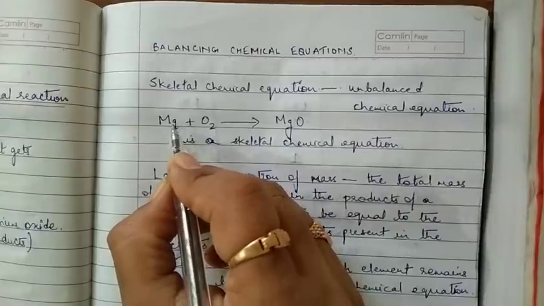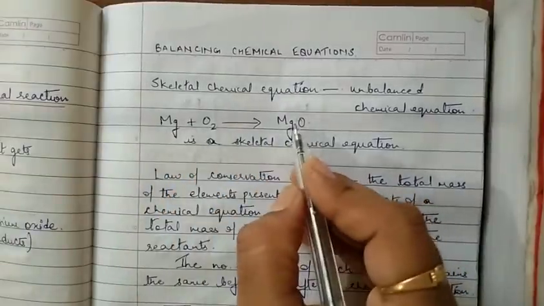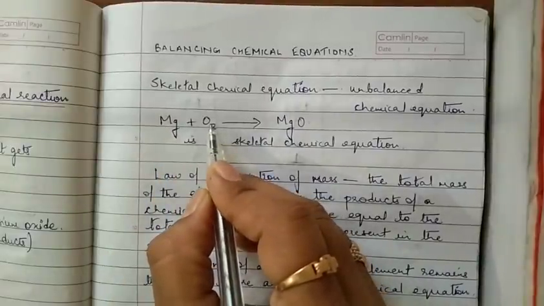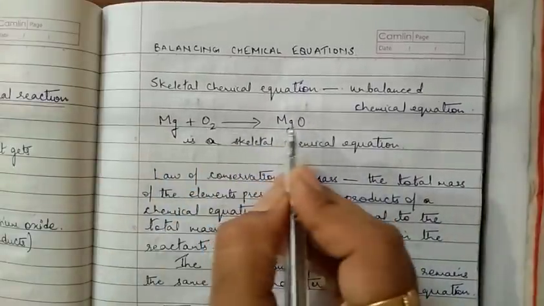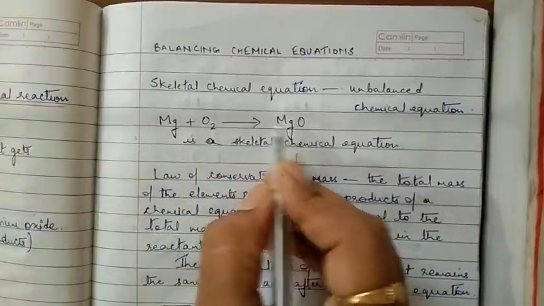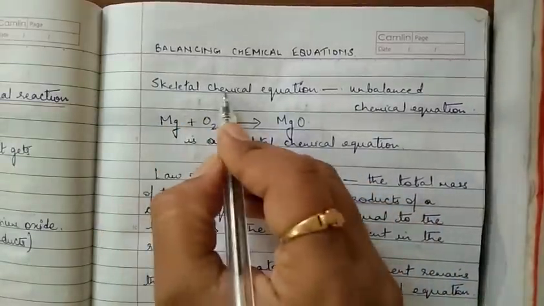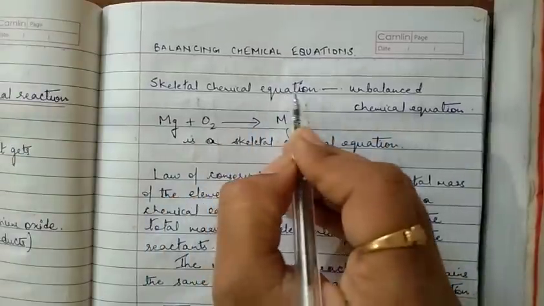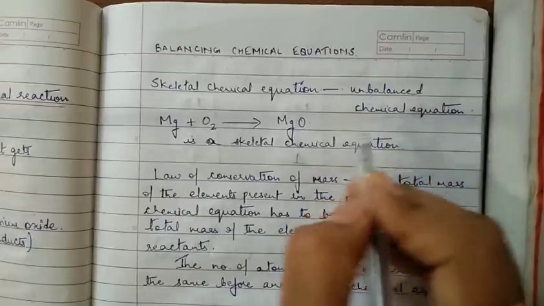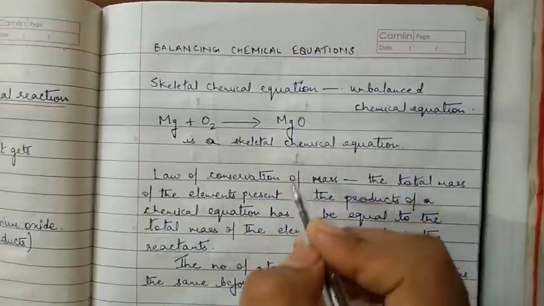The magnesium ribbon, Mg plus O2, was giving MgO. Now in this chemical equation we can see that the number of atoms of oxygen are not equal on the left hand and the right hand side. So such a chemical equation in which the number of atoms of the elements used are not equal is known as a skeletal chemical equation. A skeletal chemical equation is an unbalanced chemical equation. So whenever we write chemical equations, we cannot write skeletal chemical equations, we have to balance chemical equations.